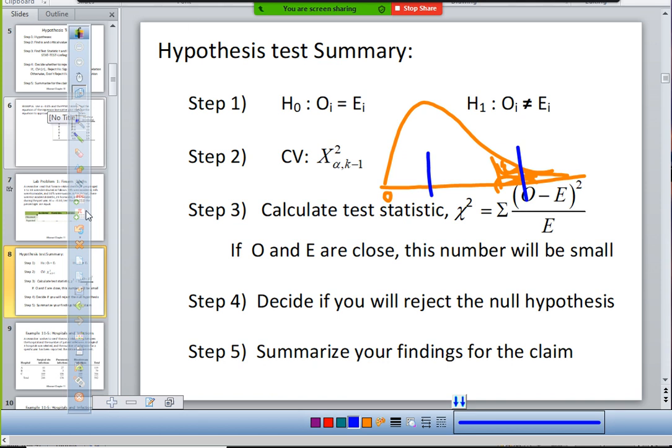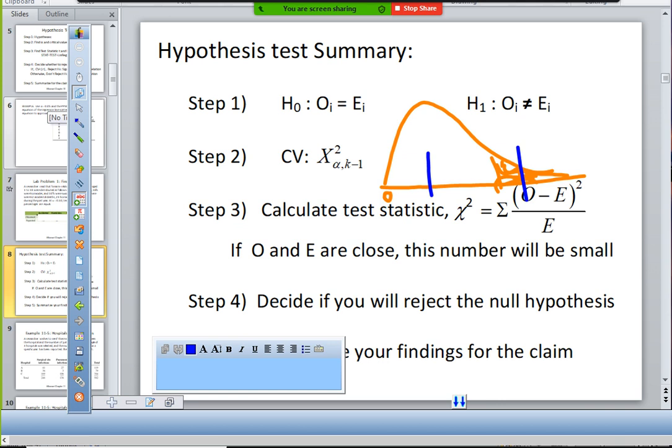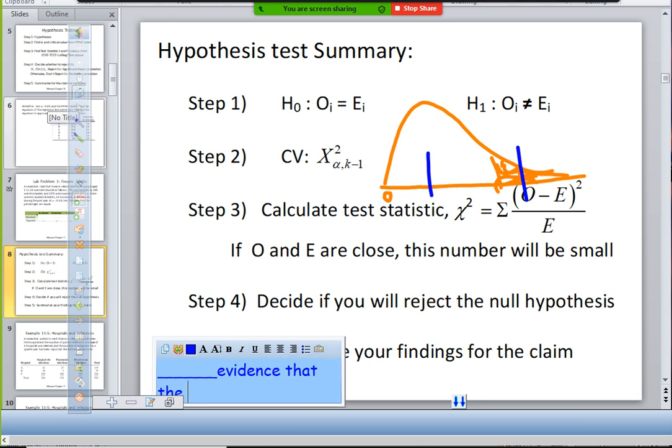And then you're going to summarize findings for your claim. And all you have to do with this one is just simply say blank evidence, either enough or not enough, that the proportions equal what we expect. That'll work.